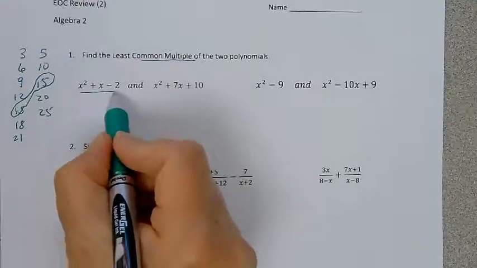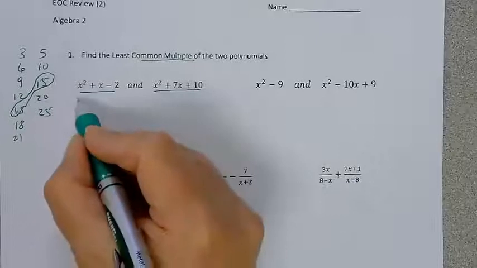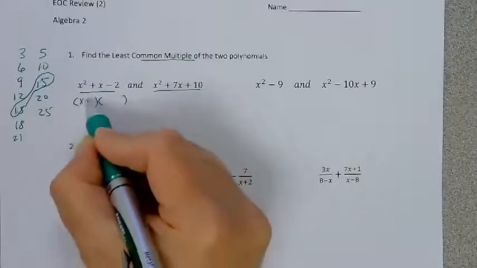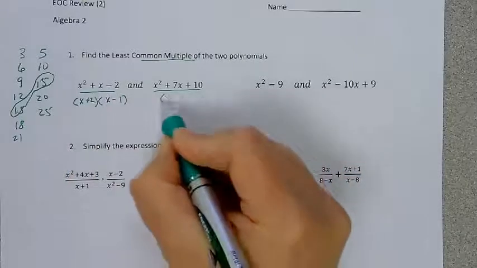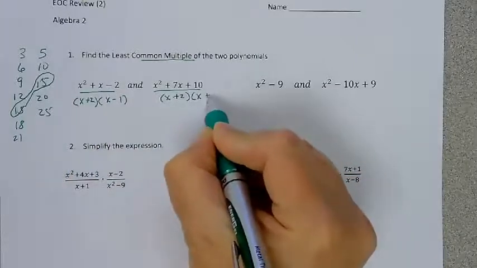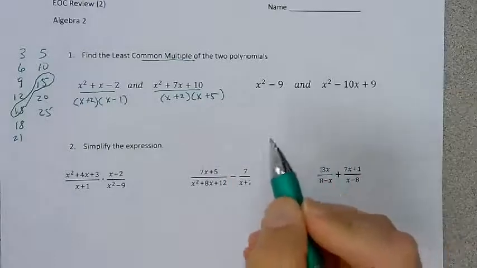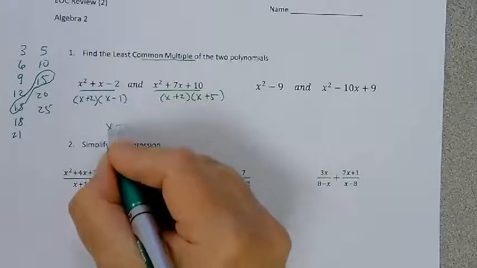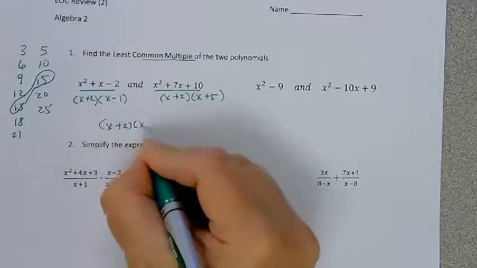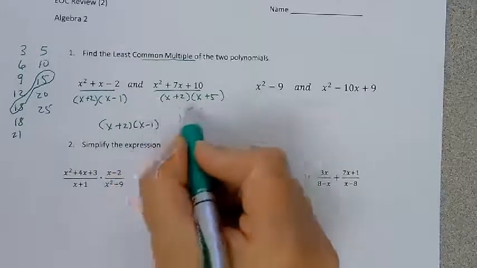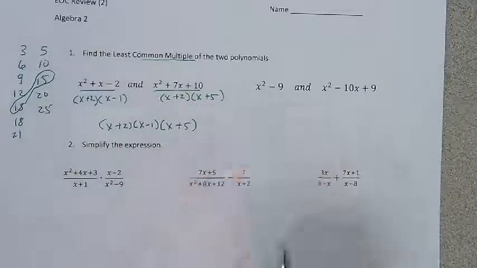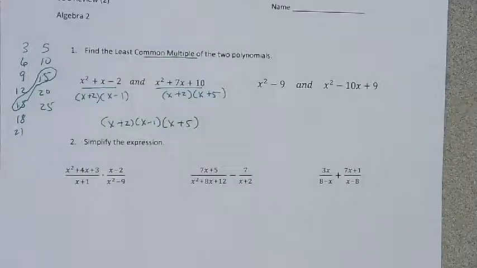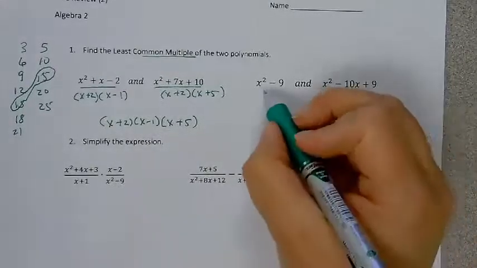So if I'm thinking about the least common multiple of these two polynomials, I want to factor each of them. And then I want to think about the smallest factor that they would have in common. So for this one to go into that, I would need this. And then I already have the factor x plus 2 here, so the other factor that I would have is x plus 5. So really the least common multiple is like when we were adding rational expressions and we were finding the common denominator. So let's find the least common multiple of this one.